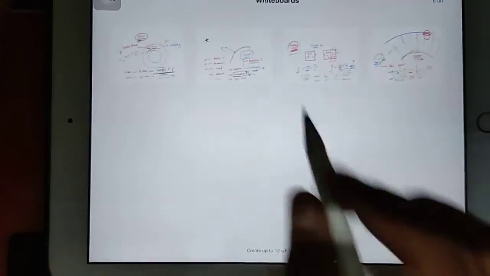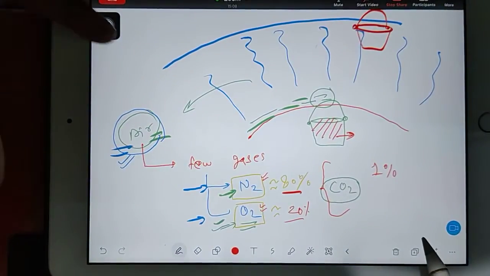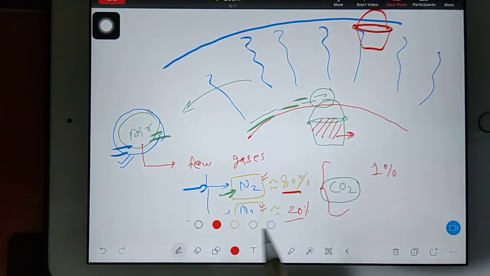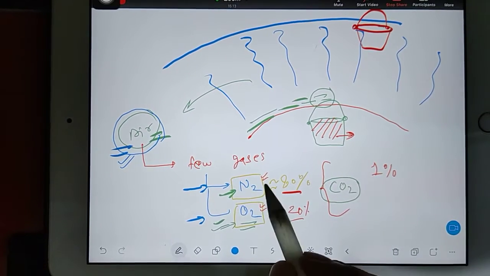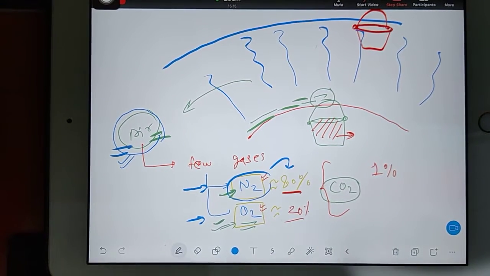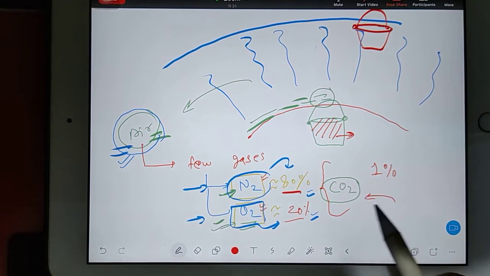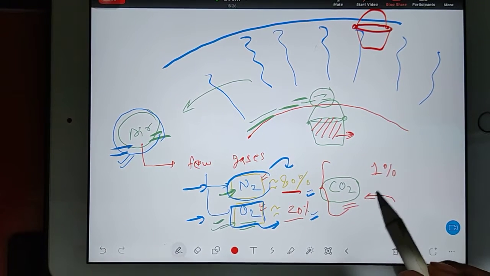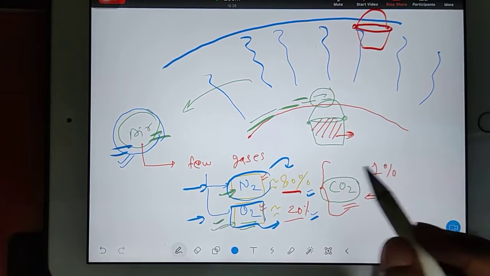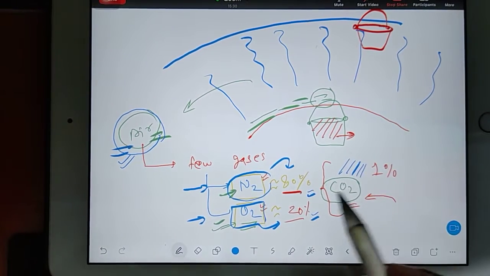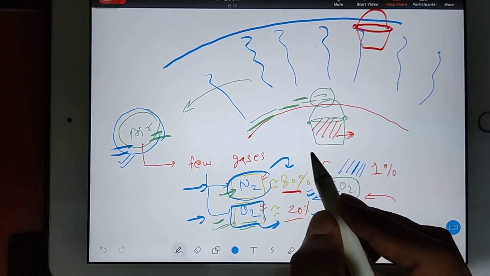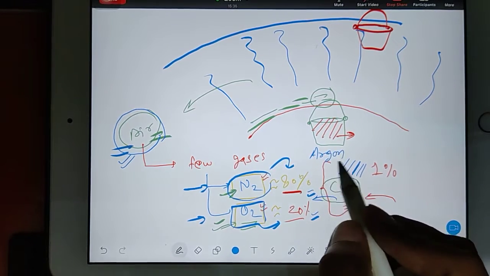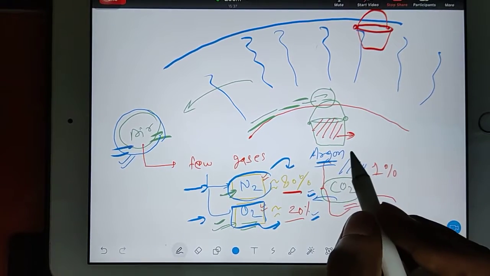So in case of nitrogen, it is around 80%. In case of oxygen, it is around 20%. This rough data you should remember. I will give you the exact data also. And in the remaining 1%, you have CO2. Mostly people talk about CO2, but more than CO2, we have argon gas present.